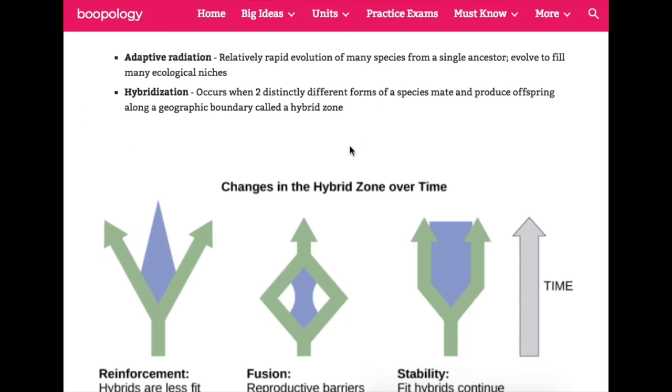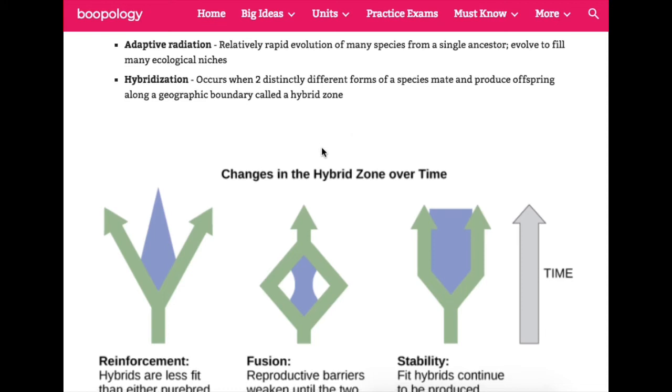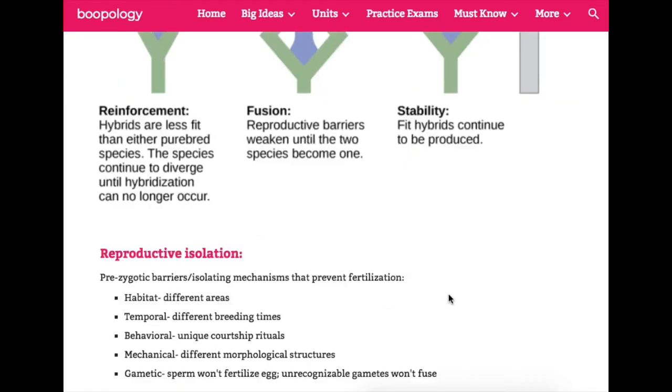Another important thing to know is hybridization. Hybrids occur when 2 different species mate and produce offspring, and it could either be reinforced if the offspring are not really fit to survive, or fused where 2 species become one, or stable where there's a balance between the separate species and the hybrids itself.